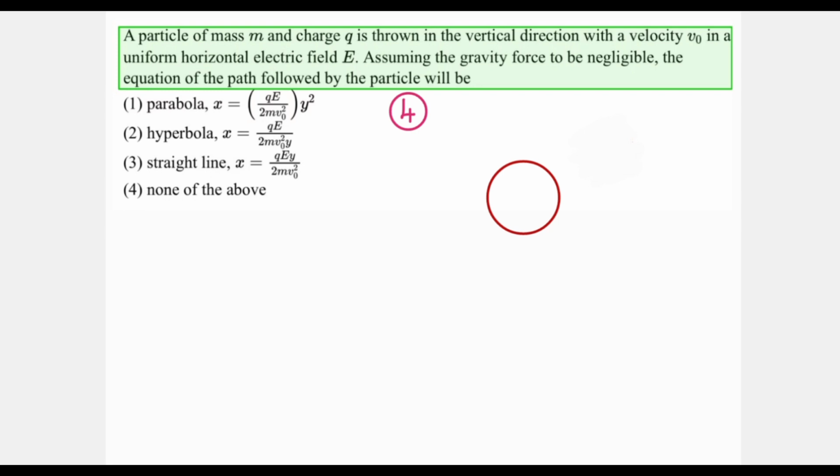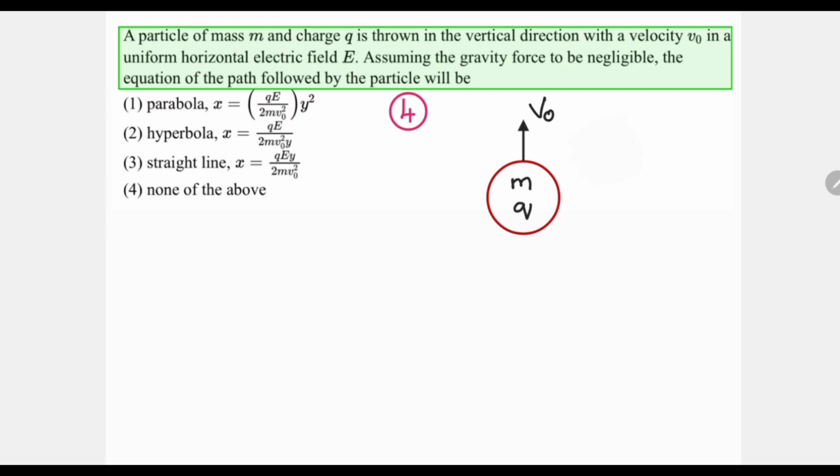Now come to the situation. A particle of mass m and charge q. Now it is thrown in the vertical direction with velocity v naught. So we are throwing it with velocity v naught in the upward direction.